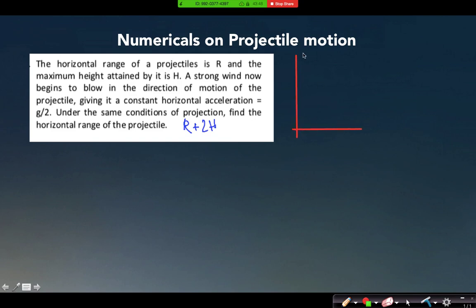So if you see the situation now, this is the y-axis, this is the x-axis. If it is the initial velocity u which makes an angle theta with the x-axis, then you have to understand the acceleration now has two components. One is along the x component, g by 2, another along the y component, the acceleration is g, right?